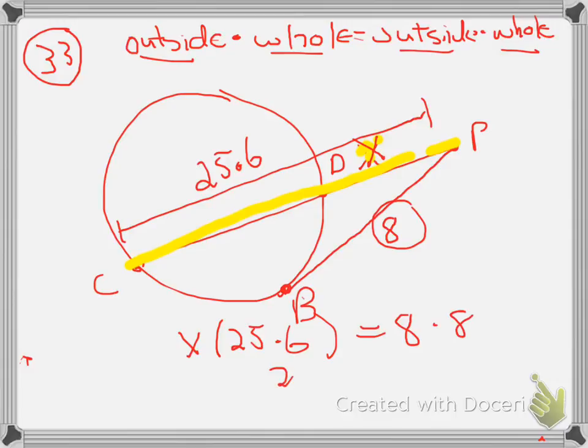So that's 25.6 x equals 64, and x will be 64 divided by 25.6, and that number is 2.5, and that was choice A on the test, I believe.